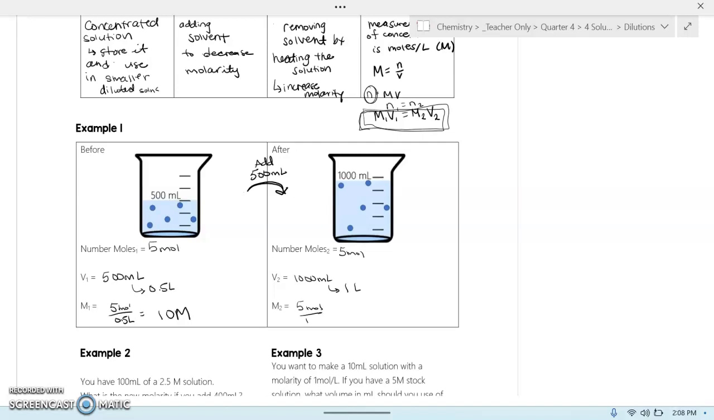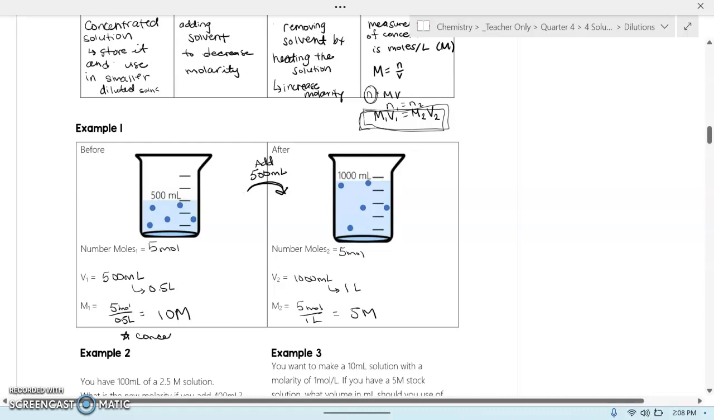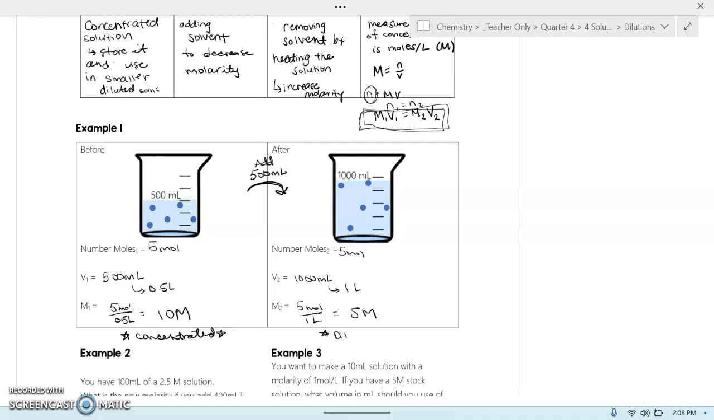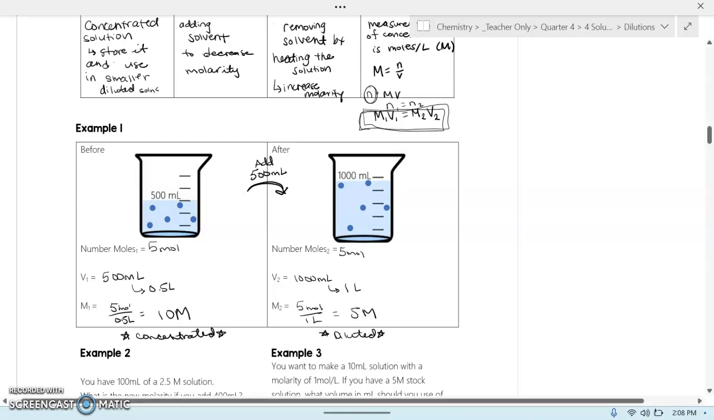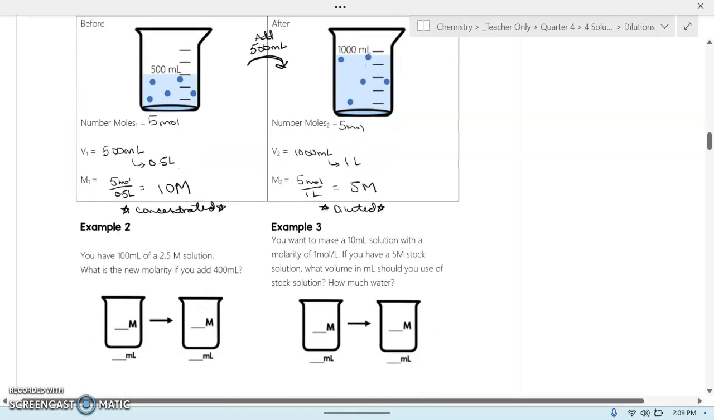And our molarity now is 5 molar. So you'll see our volume went up, which decreased our molarity since the solute did not change. It was still 5 moles as we added water. So our first one before was concentrated. And our second one after was diluted. Still fairly concentrated in respect to other solutions. 5 molar is pretty concentrated still, but it is diluted compared to what we started with.